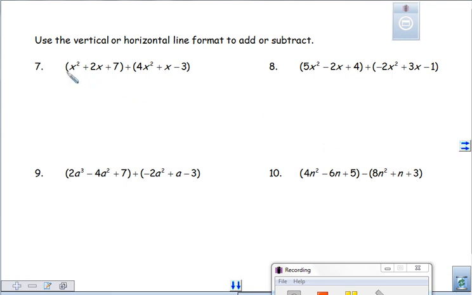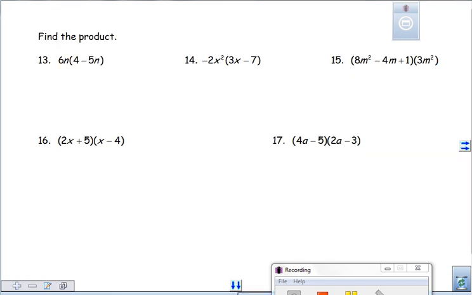So like on number 7, I have 5x squared. I'm going to look at my x's, so that's plus 3x, and then positive 7 and negative 3 make positive 4. So don't multiply unless it says to multiply. So on number 13, product is your answer after multiplying, and that's when you're going to start multiplying. So you have plenty to do today. Please make sure that this is finished for Monday.